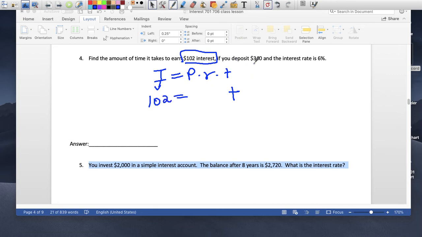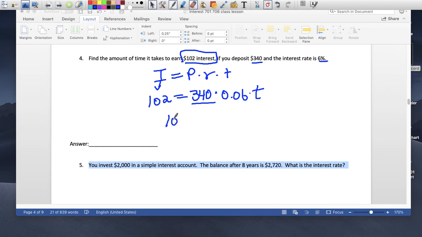How much did we deposit there? 340. And what was the interest rate? 6%. Let me erase this. The interest rate was 0.06, and time is what I want to find out. So if I went to the bank and I put 340, and the bank paid me a 6% interest, after how much time will the bank give me $102? Oh wow, let's see how much that's going to be.